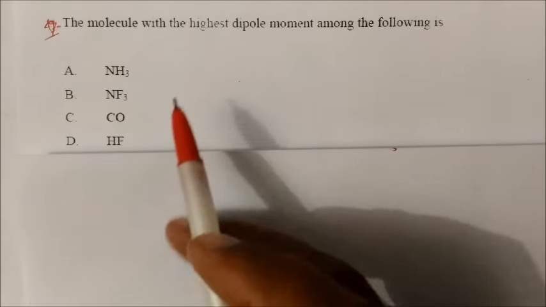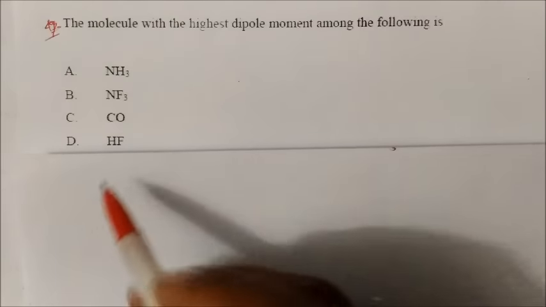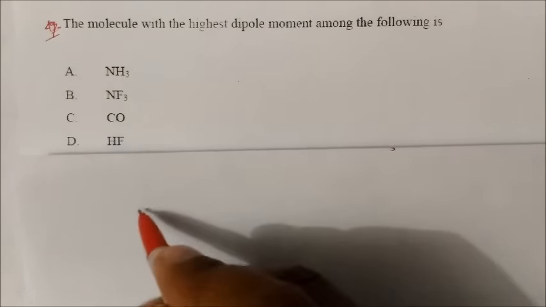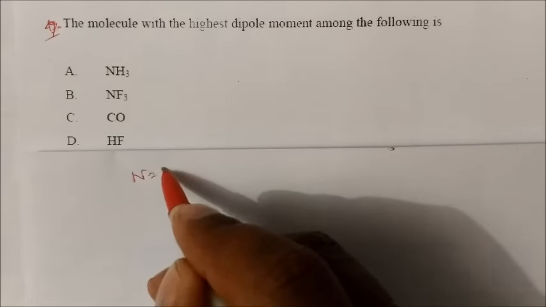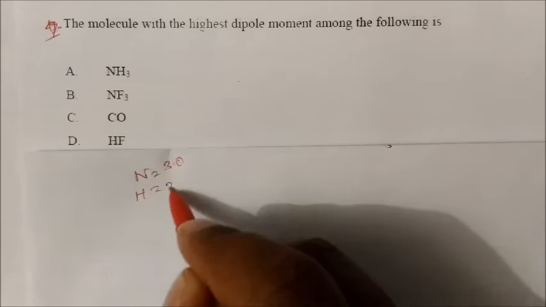The molecule with the highest dipole moment among the following is... These are the 4 molecules. To find the dipole moment, we will see the electronegativity difference. So we know for nitrogen, how much is it? It is 3, and hydrogen is 2.1.